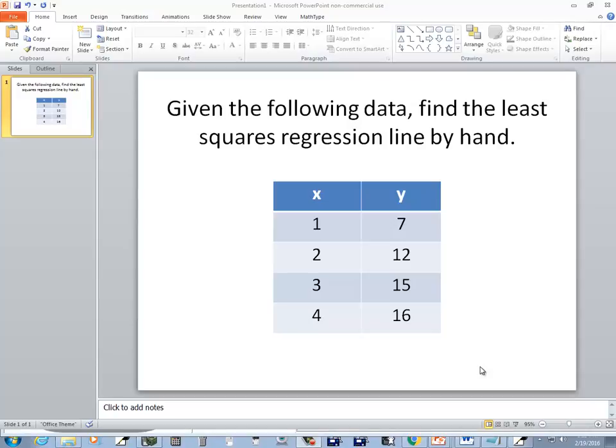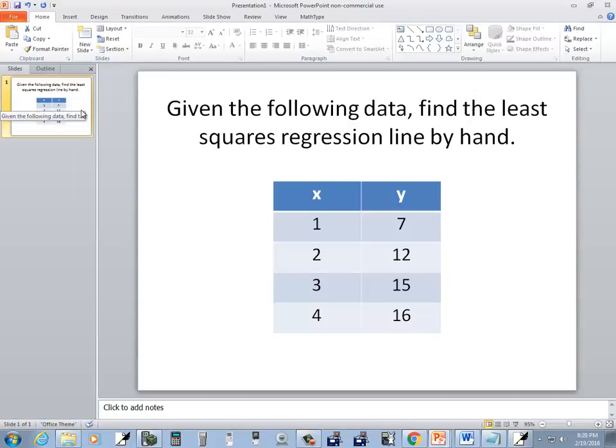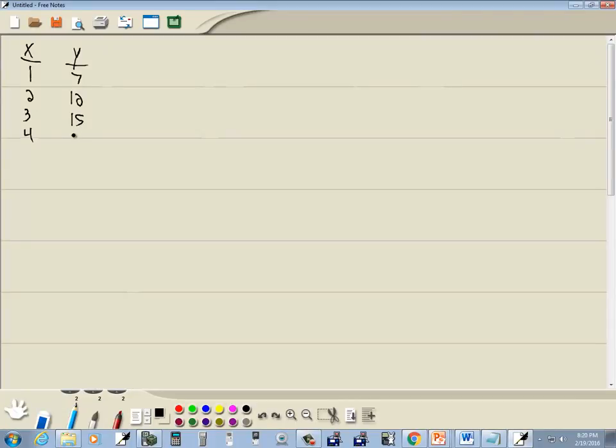Let's take a look at this problem. Given the following data, find the least squares regression line by hand. So let me write down the problem. I got 1, 2, 3, 4 for my x values, and for my y values, I got 7, 12, 15, and 16.